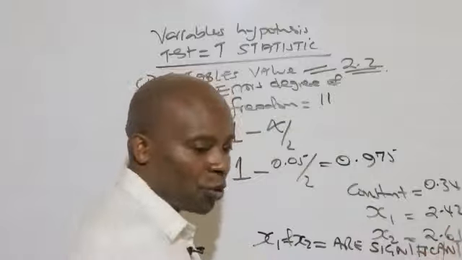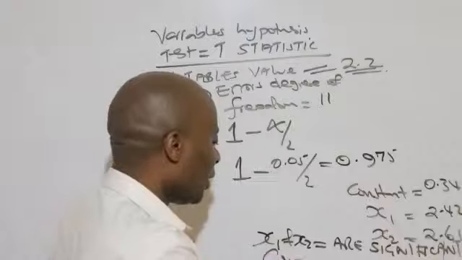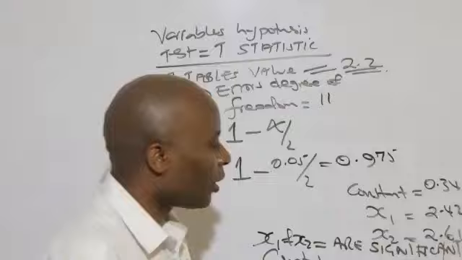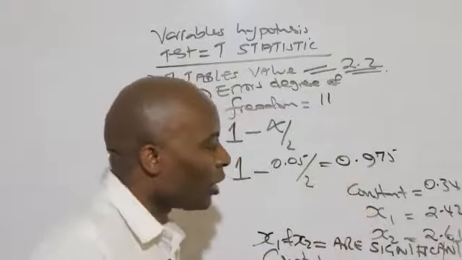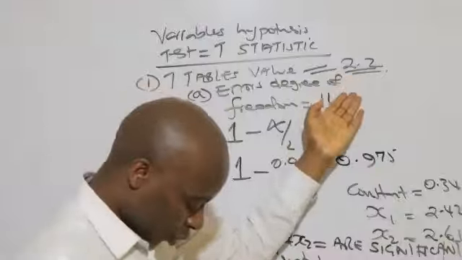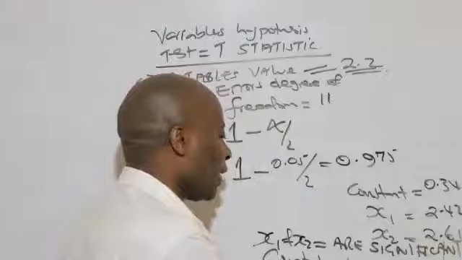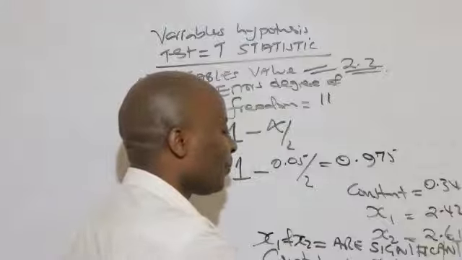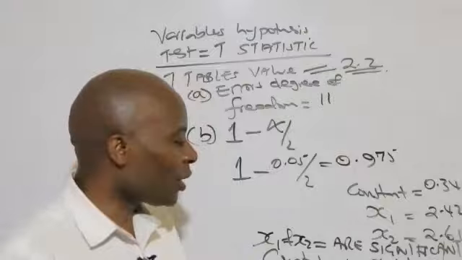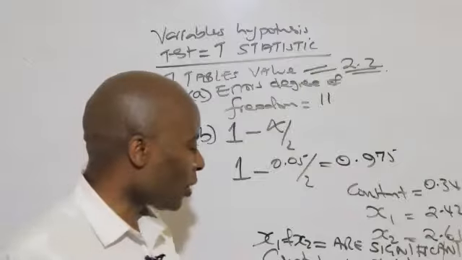X1 and x2 are significant, whereas the constant that we have here is not significant enough. The constant we have here is so small. 0.34 is less than 2.2. So in this case, the constant is not adequate.